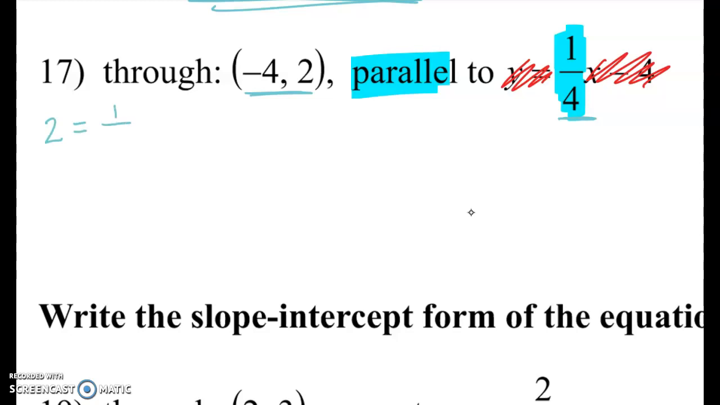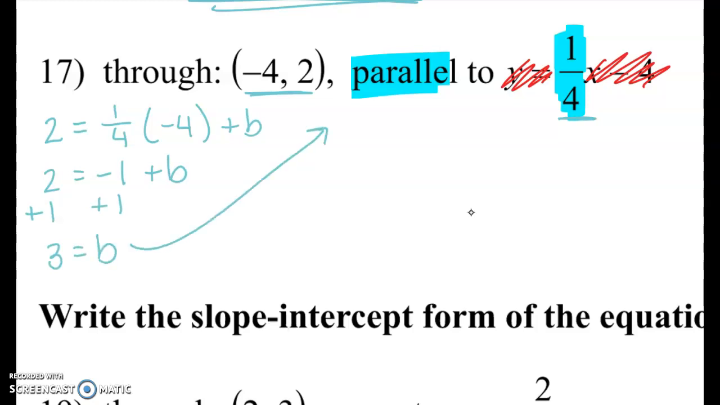So 2 is equal to 1/4 times negative 4 plus b. So 2 is equal to negative 1 plus b. Add 1. So our b, or our y-intercept, is 3. So now we're going to write the equation of our line: y is equal to 1/4 x plus 3.